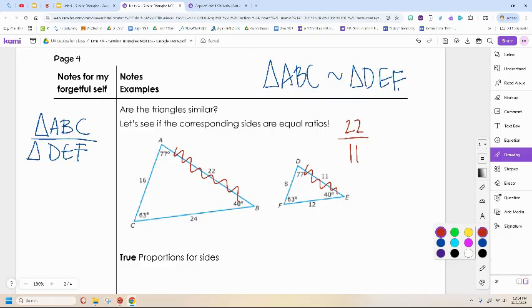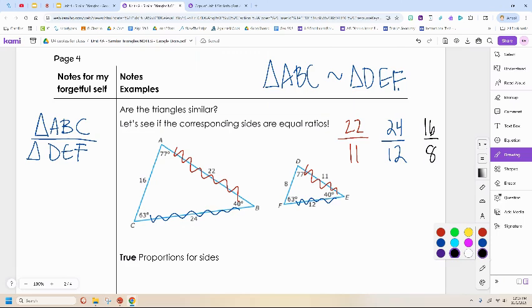Okay, cool. Now I need to find another set of corresponding sides. So I'm going to go ahead and look at the ones between the 40 and the 63. I've got side 12 and I've got side 24. Oh, but I put the 22 on top, right? So I need to put the 24 in the numerator over 12. And then the last set is the side I haven't squiggled yet. The last set is going to be 16 over 8.